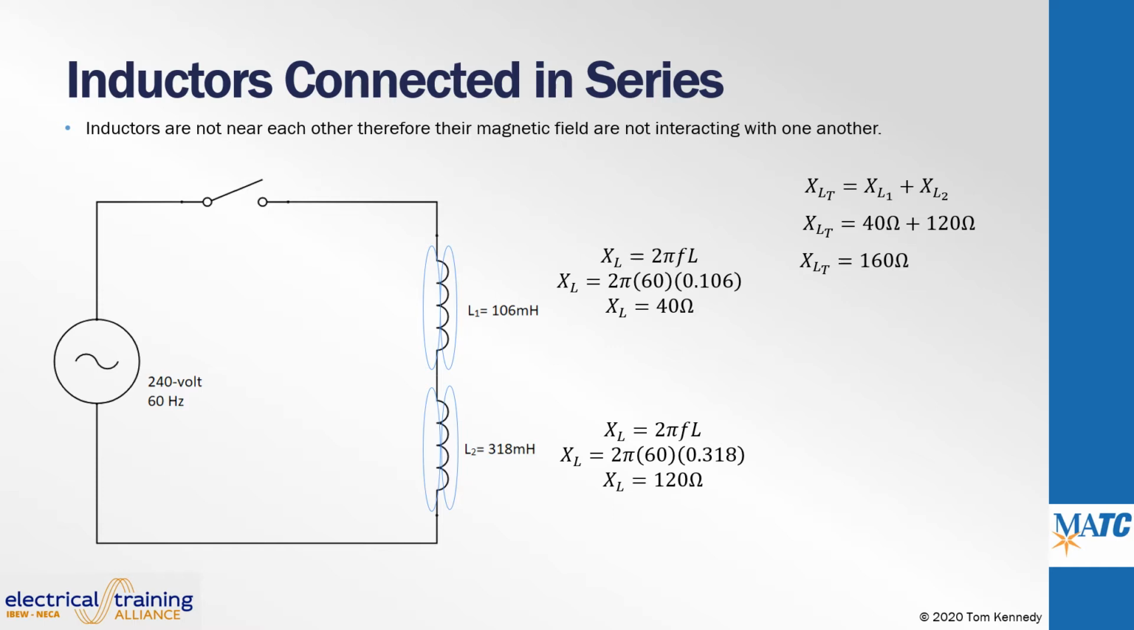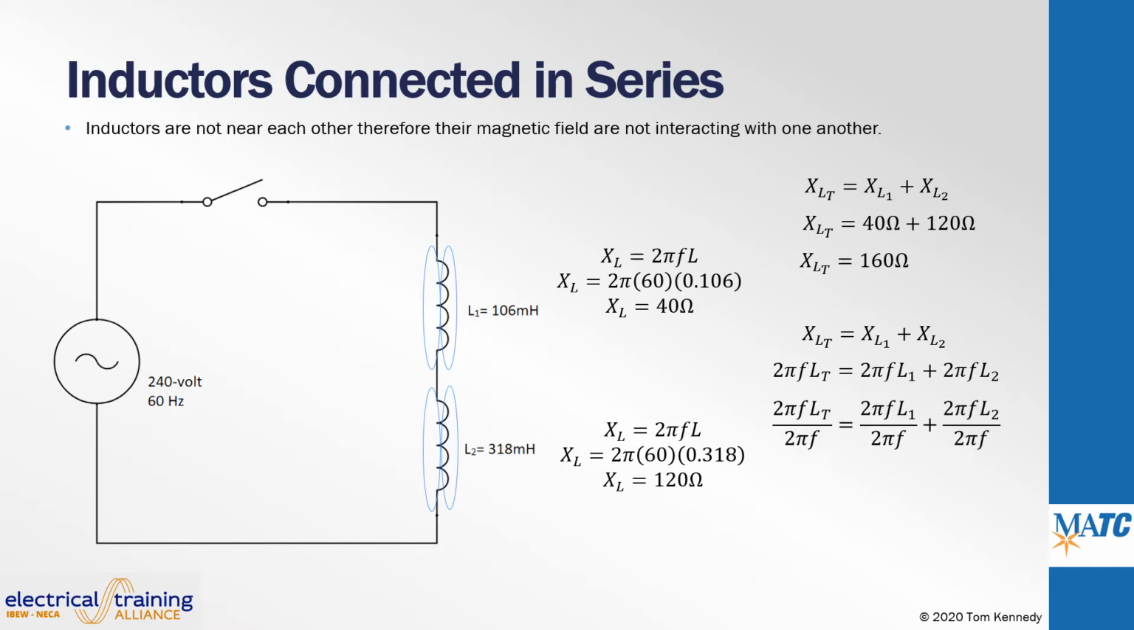What if the frequency is not known in this circuit and only the inductance was known? That's okay, because if you replace the reactance X values in the formula with the 2πfL values, you can see that the 2π and frequency will become common factors. These common factors can be eliminated from the formula by dividing each side by the common factors.